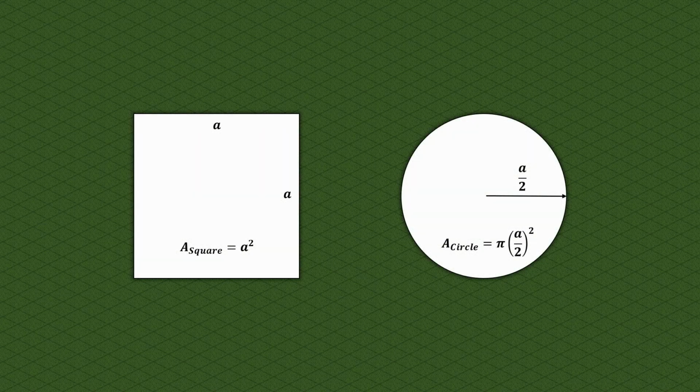Now first of all let's have a theoretical look at what we're trying to do. On the left side we see a square with the length of its sides being a. The area of this square is a squared. On the right side we see a circle with the radius a/2. This means that the area of the circle is pi times (a/2) squared.